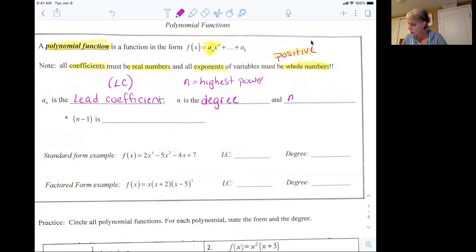And also, it's going to be the maximum number of zeros we can find. And if you remember correctly, a 0 is going to be an x-intercept, and we'll talk about that more later on in the lesson. And so n minus 1 is going to be the maximum number of turning points. So for instance, if you have x cubed as your polynomial, it's a degree 3, that means it can have 2 turning points. A degree 4 can have 3 turning points. They can have less, but they can't have more.